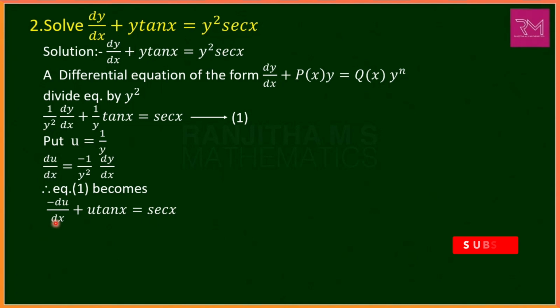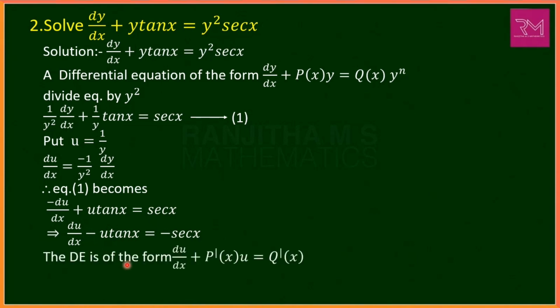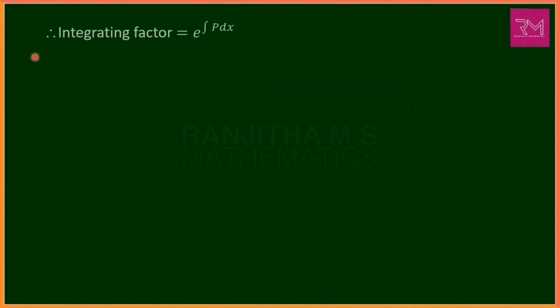To remove this minus sign, multiplying throughout the equation by minus, we get du by dx plus minus u into tan x, which is equal to minus secant x. Now, we can observe that the given differential equation is reduced to a linear differential equation form. Therefore, the equation of the form du by dx plus p dash of x into u, which is equal to q dash of x, where p dash is minus tan x and q dash is minus secant x. Once you obtain p dash of x and q dash of x, what's the next step? We have to find the integrating factor and then find the solution for the given differential equation.